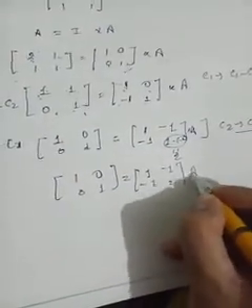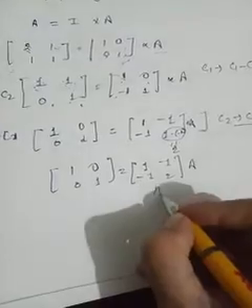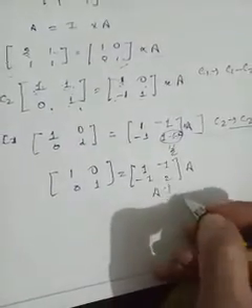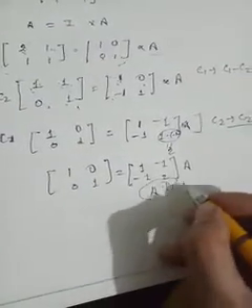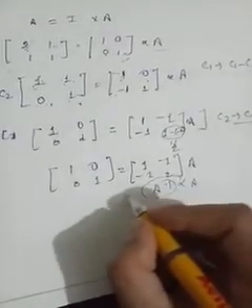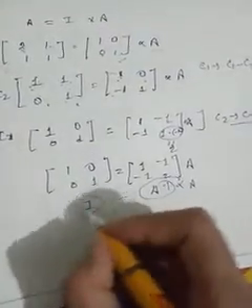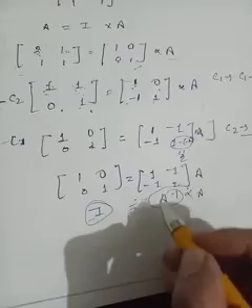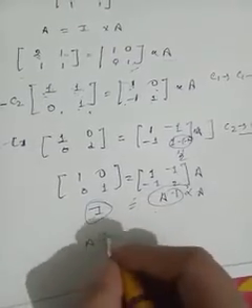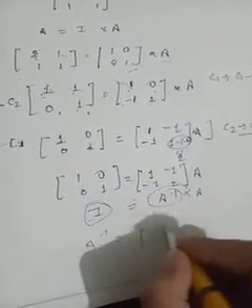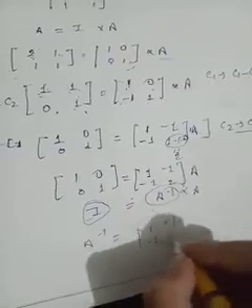so this is your A inverse. Okay, this is your A inverse. So into A, then you get the identity matrix. So in this way you find the inverse of this matrix. So A inverse is equal to 1 minus 1 minus 1 and 2.